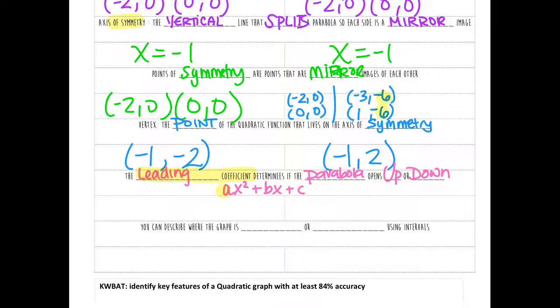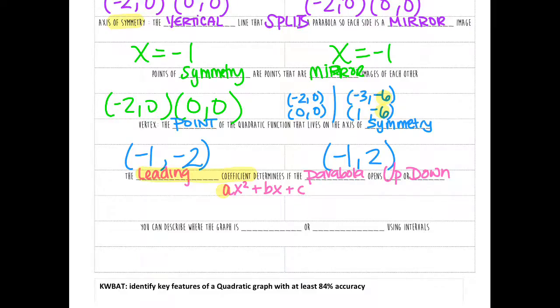For example, if a is positive, then our parabola opens up. But if a is negative, then our parabola opens down. Again, if a is negative, the parabola opens down.